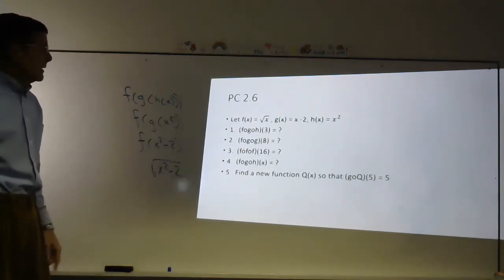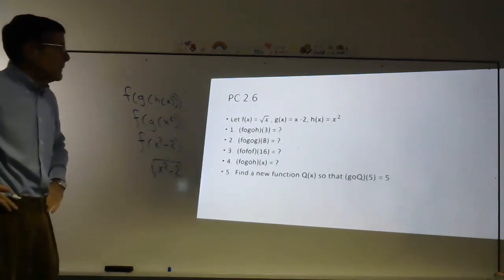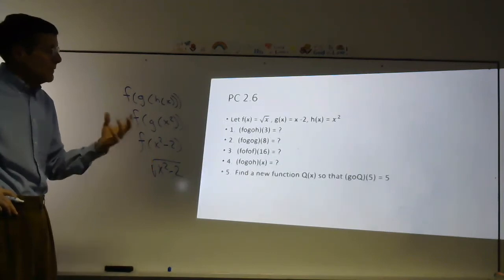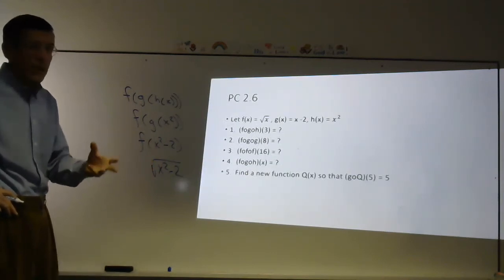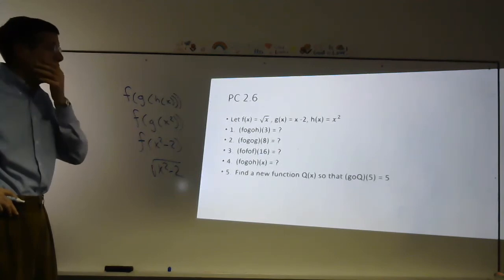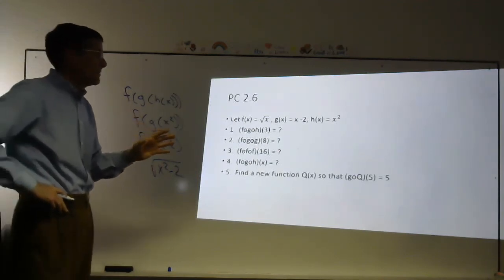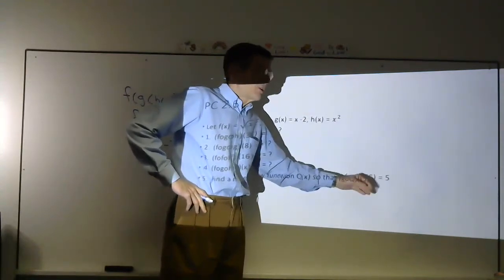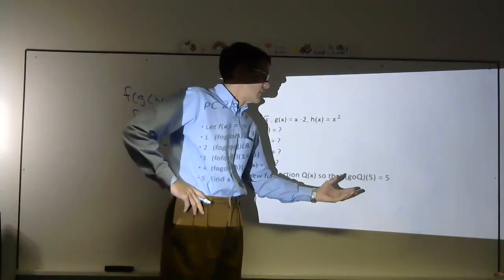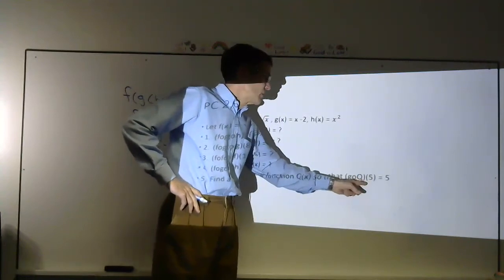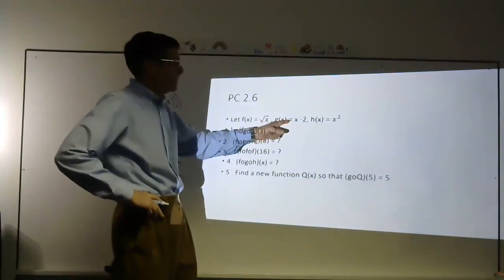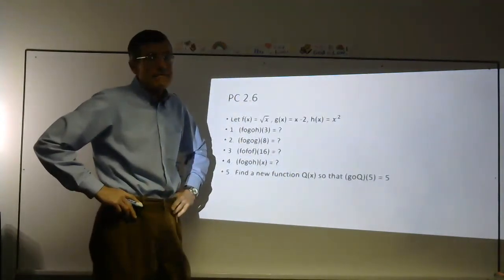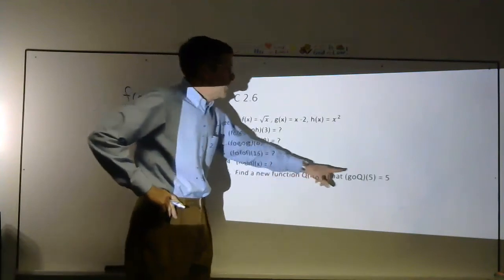Okay? Last question. Find a new function, q of x, so that g circle q of 5 is back to 5, where it started from. Now, let's think about this. We don't know what q is. It's going to do something to 5, so that when we take that result and put it in g, we want to then get back to 5 again. Okay?